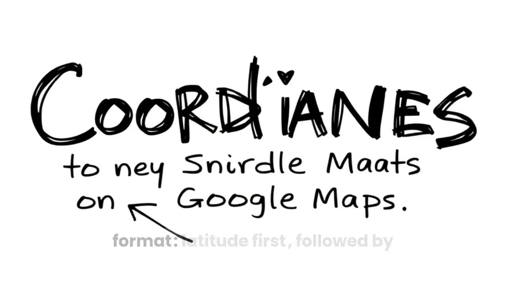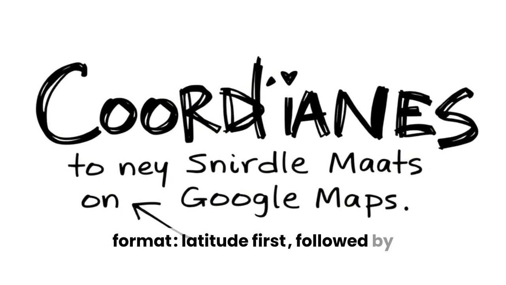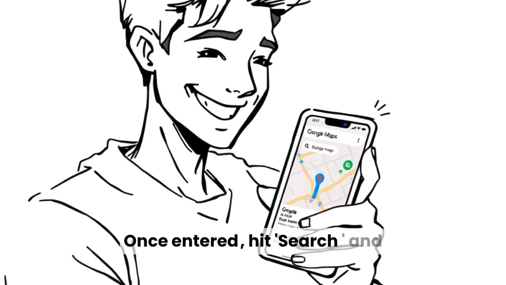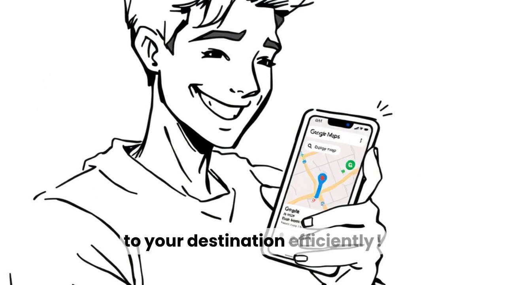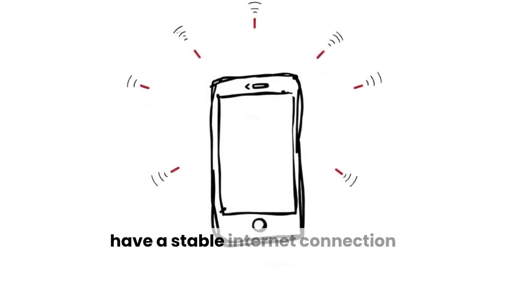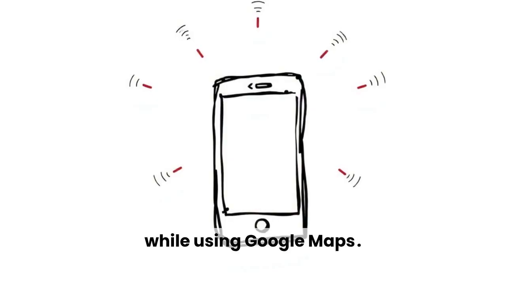Enter the coordinates in this format: latitude first, followed by longitude, separated by a comma. Once entered, hit search and watch Google Maps navigate you to your destination efficiently. For best results, ensure you have a stable internet connection while using Google Maps.